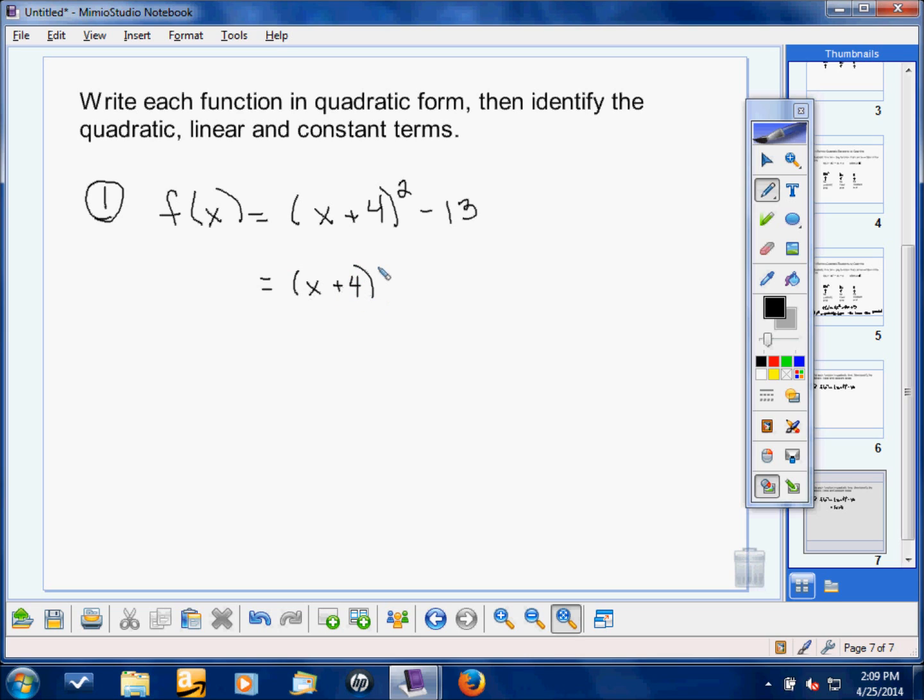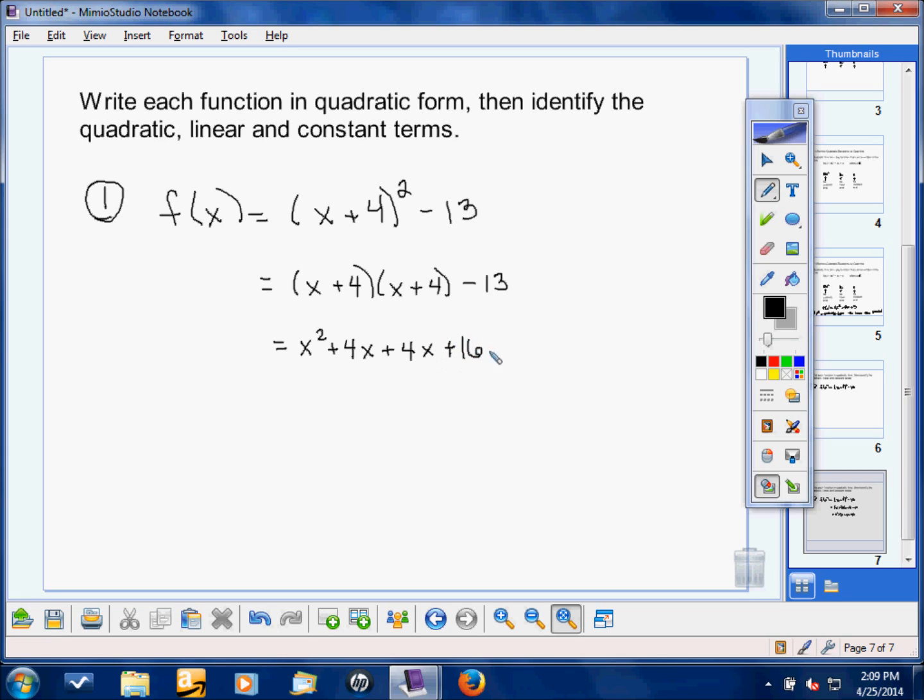Now it's not just x squared plus 16. Remember, be careful when you have a plus, squared. First terms: x squared. Outers: plus 4x. Inners: plus 4x. Plus 16.